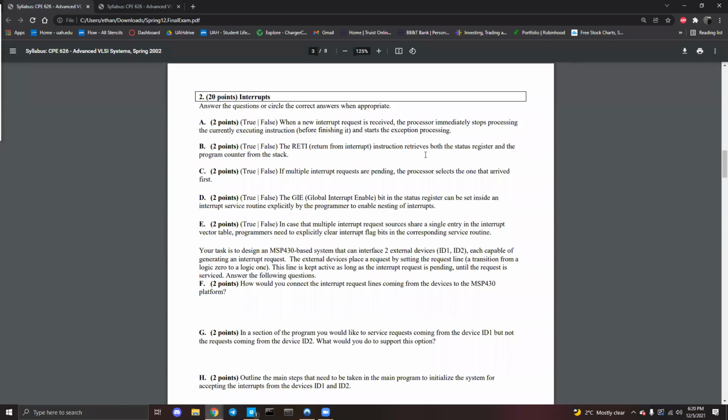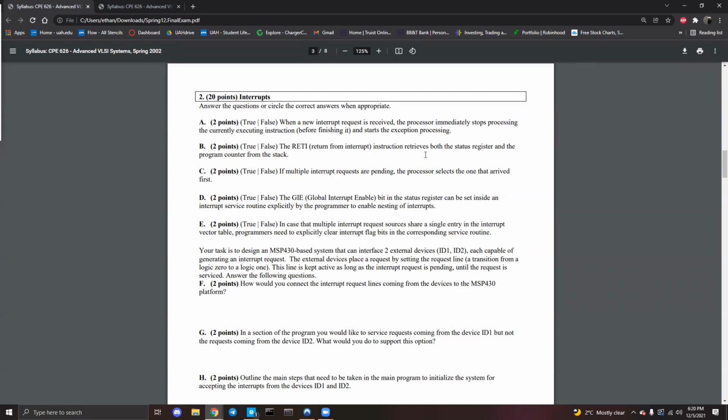Moving on to B, so that's A is true. Moving on to B, true or false, the RETI, return from interrupt instruction. No, A is false. Oh yeah, sorry, A is false. I said it was false, then I went back and messed it up. So the RETI, return from interrupt instruction, retrieves both the status register and the program counter from the stack. Yes. Same way the return instruction from a standard user-defined function works, it's going to do the same thing.